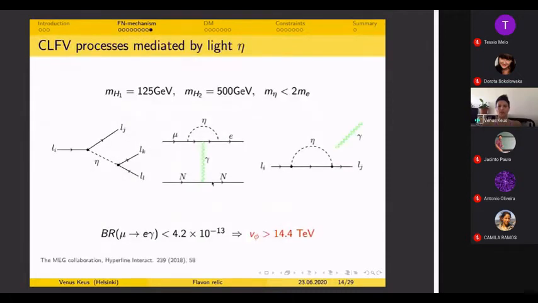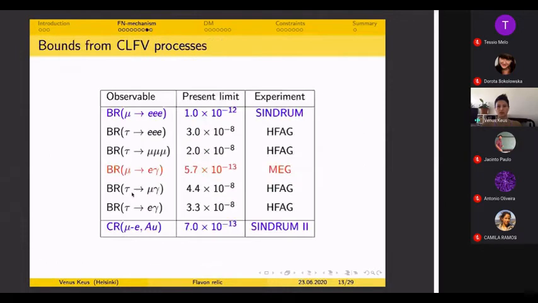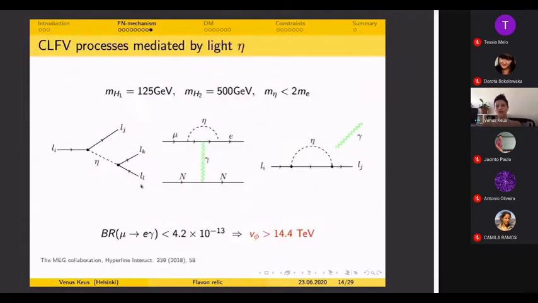In the case of our Froggatt-Nielsen mechanism, the most constraining bound does indeed come from the mu to E gamma branching ratio, which has to be less than 10 to minus 13. Let me show you a couple of diagrams telling you what these processes are. The Li decaying to 3 other leptons is a process of this type. At each vertex, you have a lepton flavor violating process.